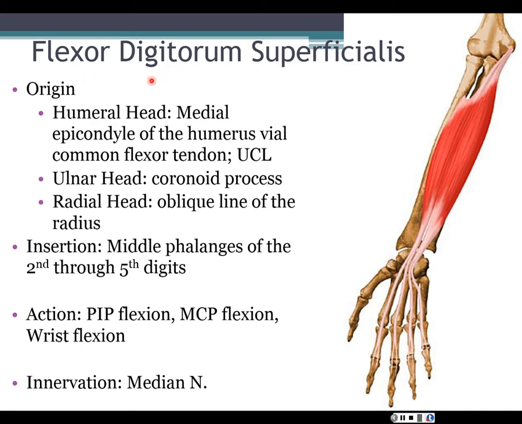But specifically here, the superficialis is going to have a little bit broader origin. It's going to have part of the origin on the humerus, then part of the origin on the ulna, and it will also have some origin on the radius. So it does have that broad origin.